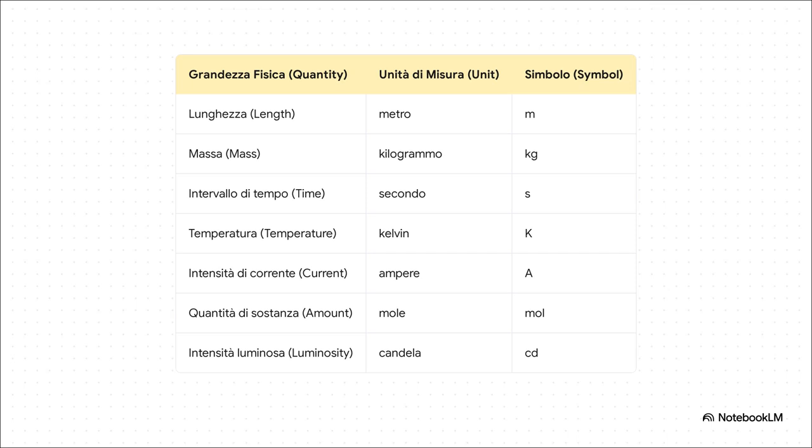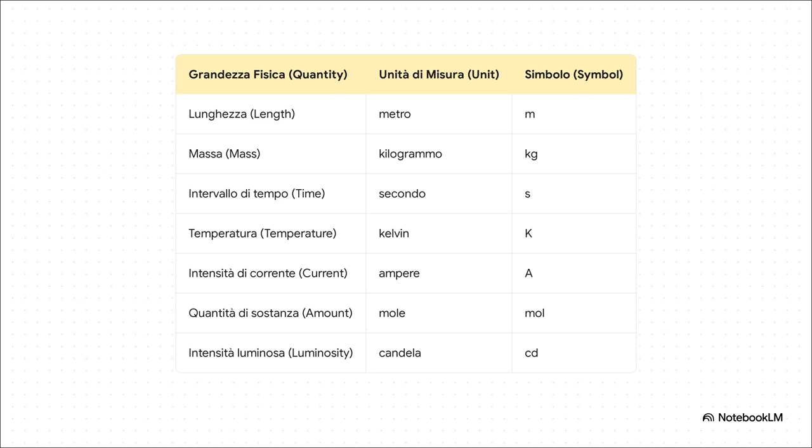And here they are, the magnificent 7. This is the whole alphabet. Everything starts right here. You've got the big 3 that we use all the time: length, measured in meters; mass, in kilograms; and time, in seconds.